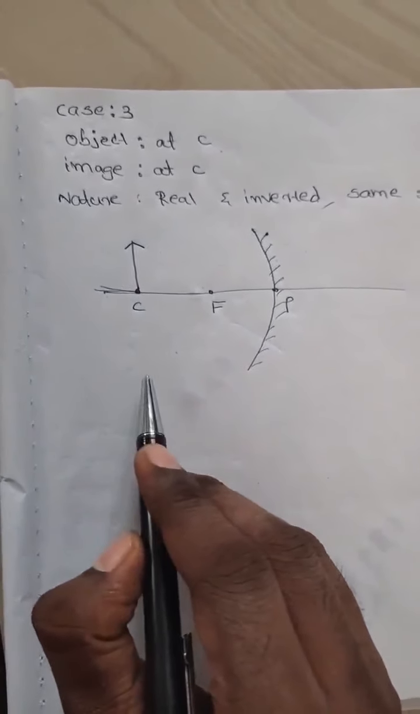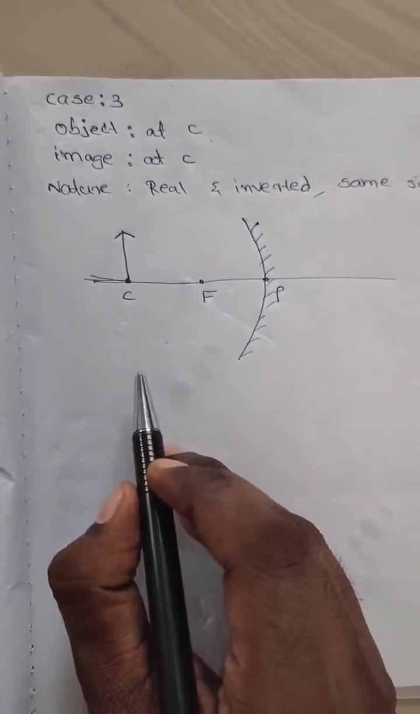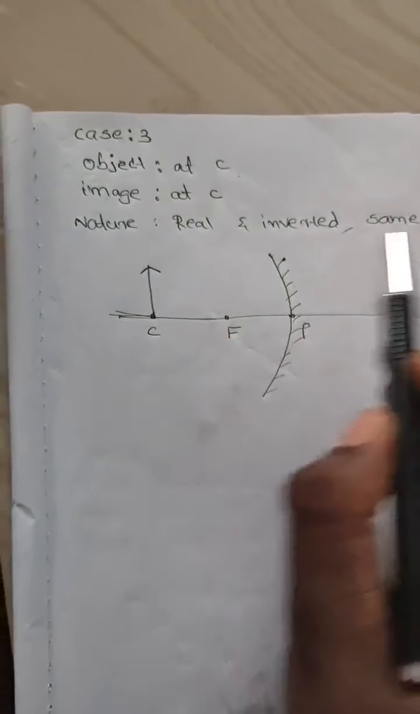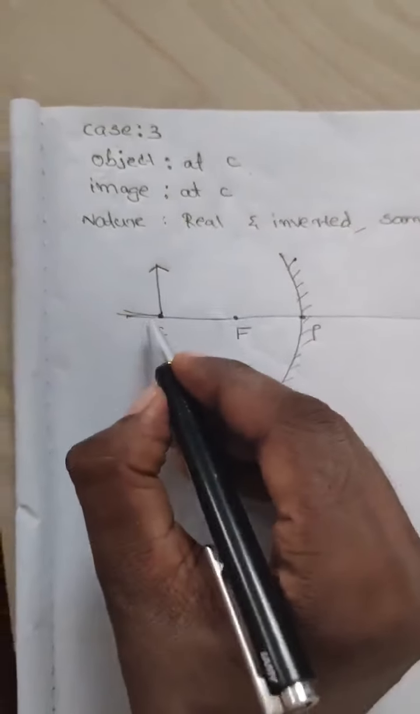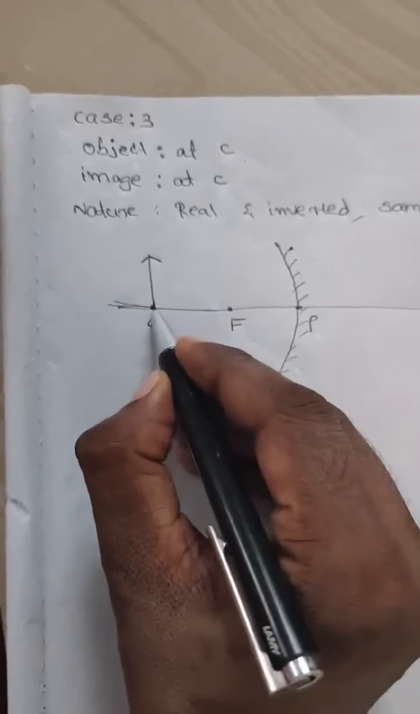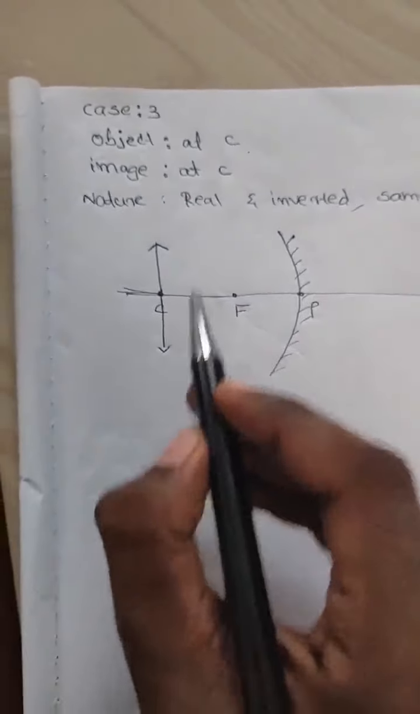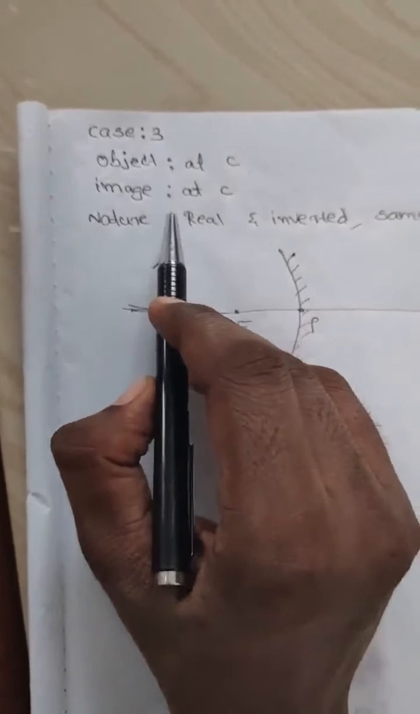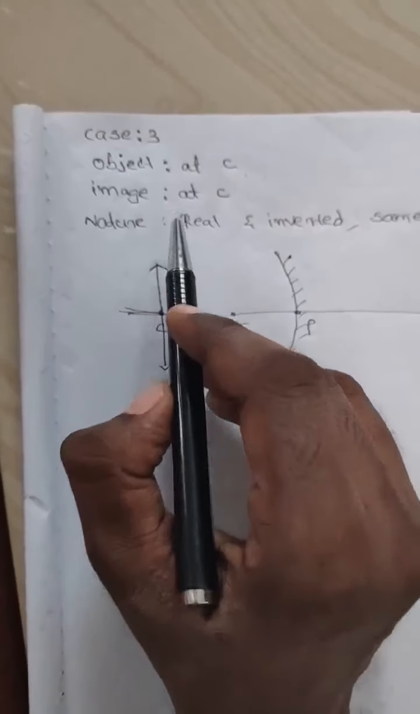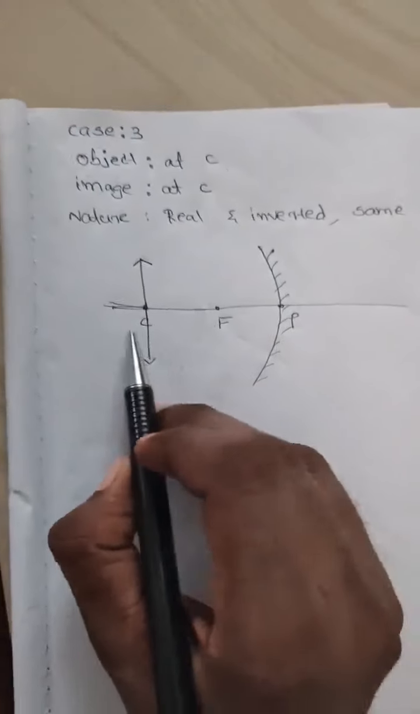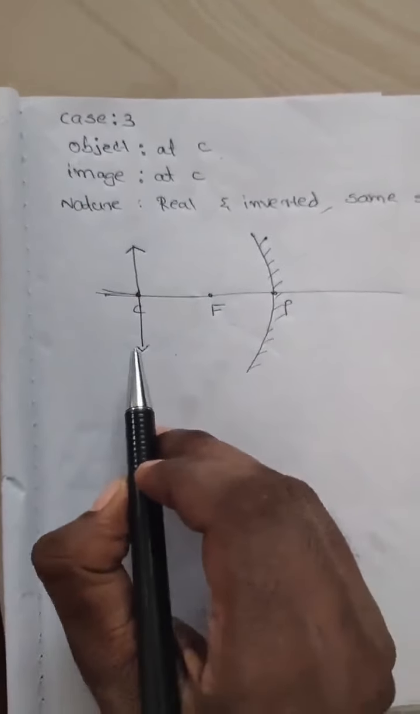For the simplicity of drawing this diagram, a very simple method. We know that it has the same size. So I am drawing the same sized image at C, because we know that if the object is at C, the image is formed also at C. Don't draw like this. For you to study in a simple method, I am using this method.